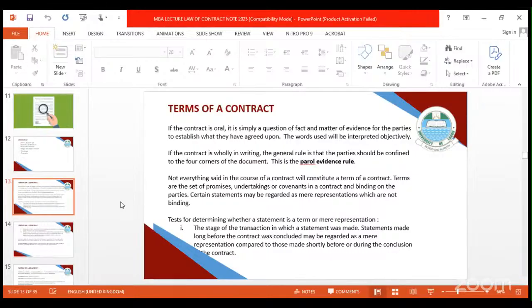If the contract is oral, it is simply a question of fact and a matter of evidence for the parties to establish what they have agreed upon. The words used will be interpreted objectively.